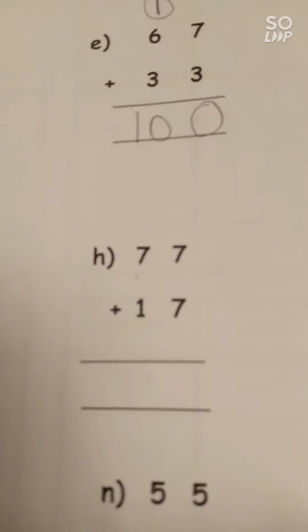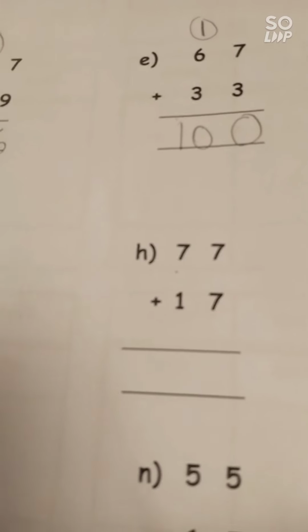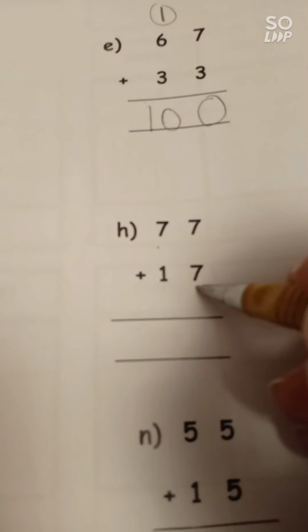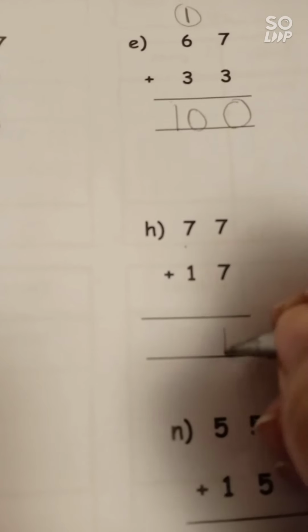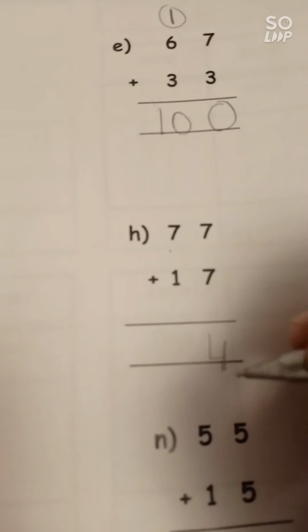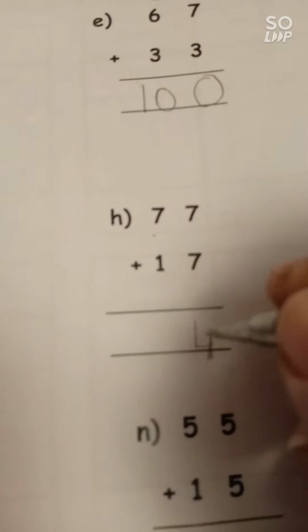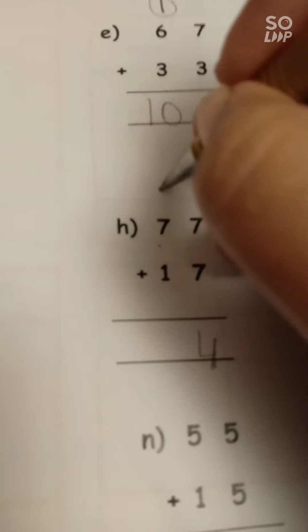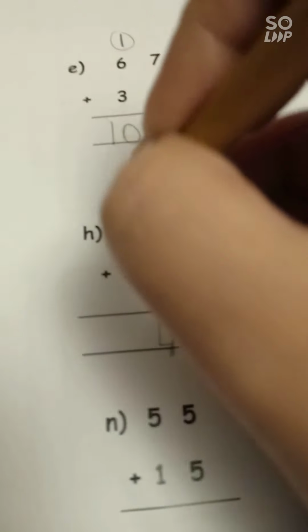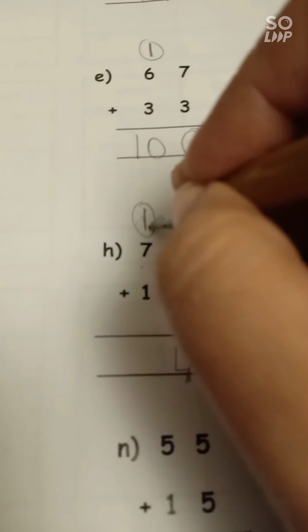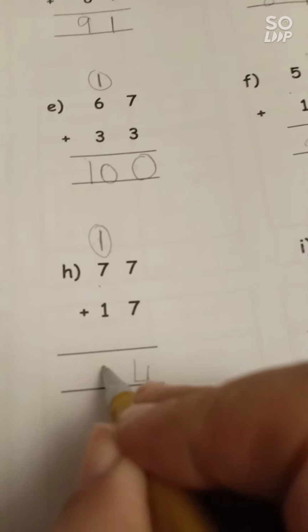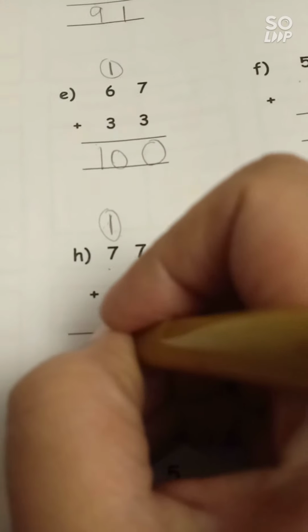Here another example. 77 plus 17. 7 plus 7 equals 14. So we put the 4 with the ones. What about the 1? We put it with the tens because it's in the tens. So we put it here. So 7 plus 1 equals 8. 8 plus 1 equals 9.